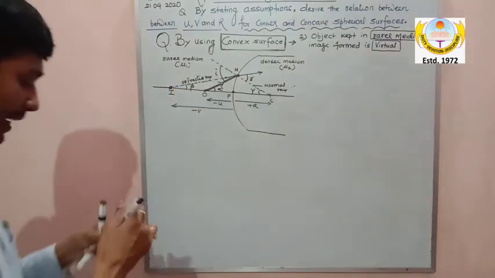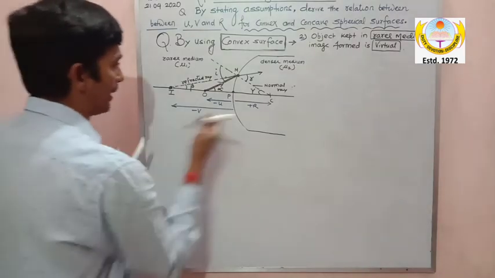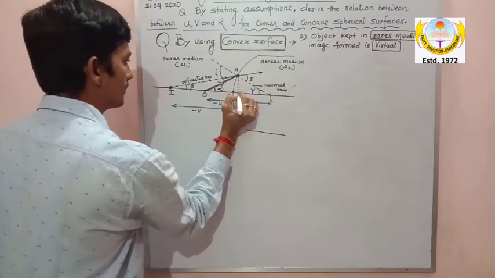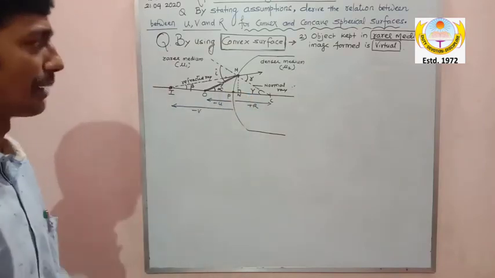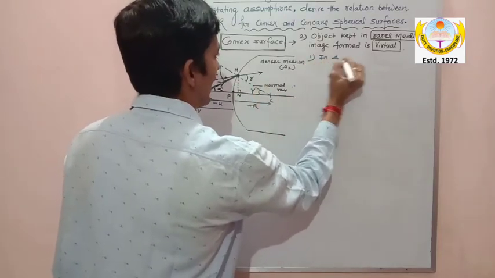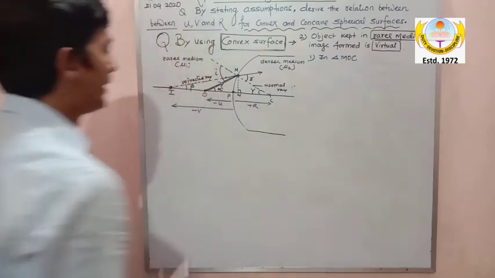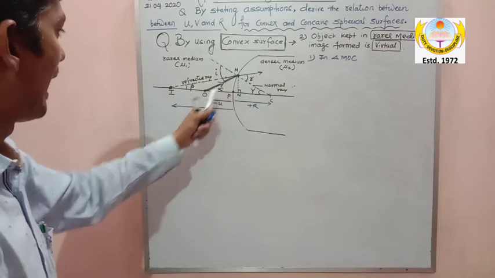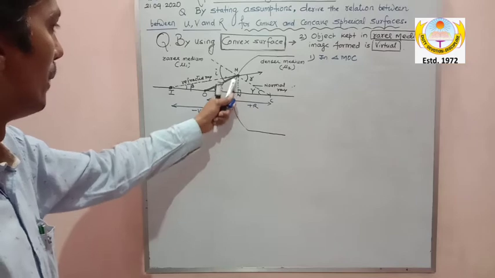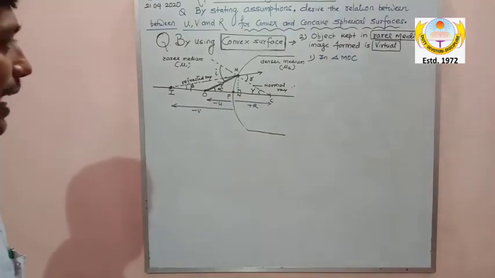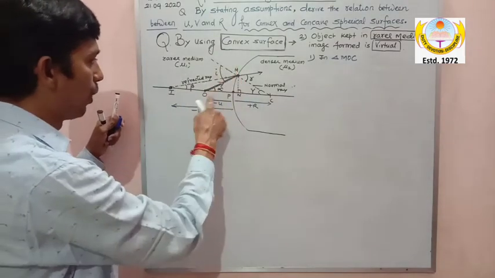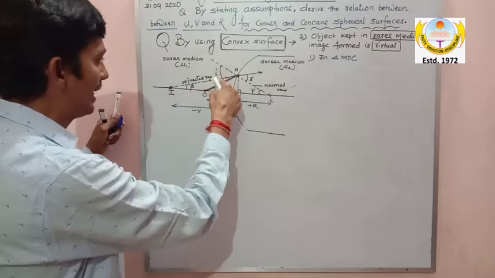Now it is a complete diagram, and lastly I have to draw the perpendicular. Let us draw the perpendicular from M to N in this way. This is the perpendicular drawn, so this is the complete diagram. Now let's start. First concept, in triangle MOC. In triangle MOC, who is the exterior angle? You can see I is the exterior.